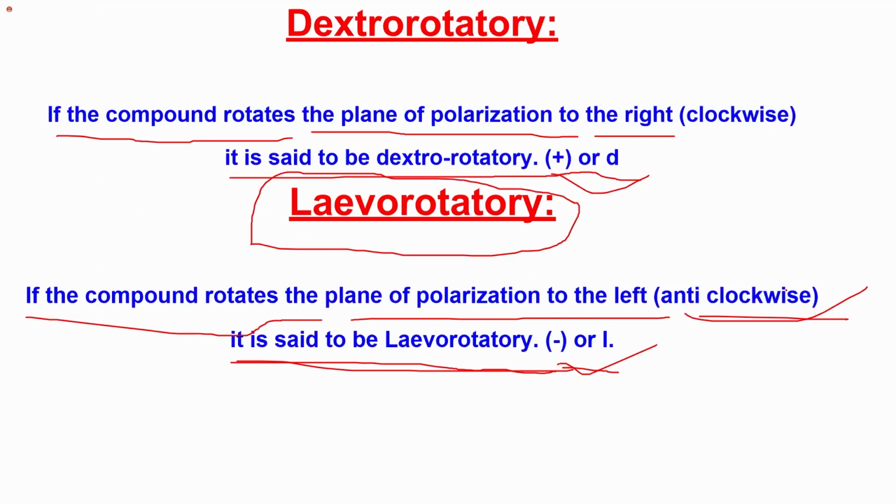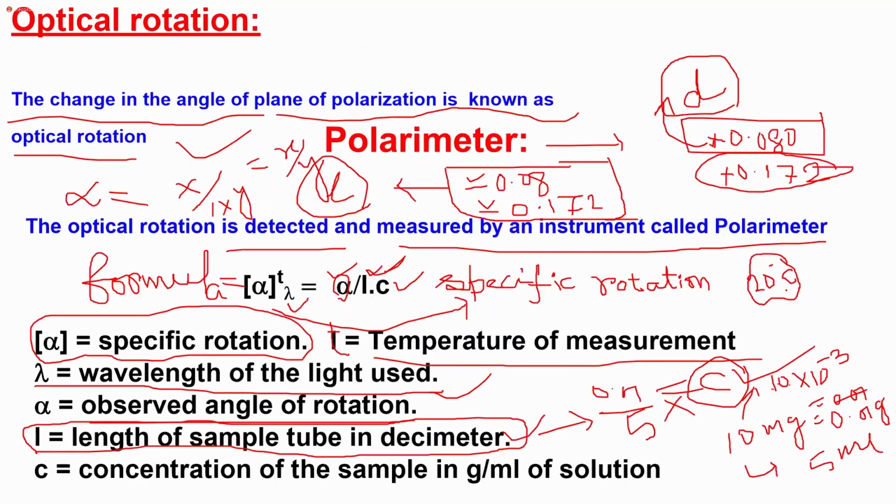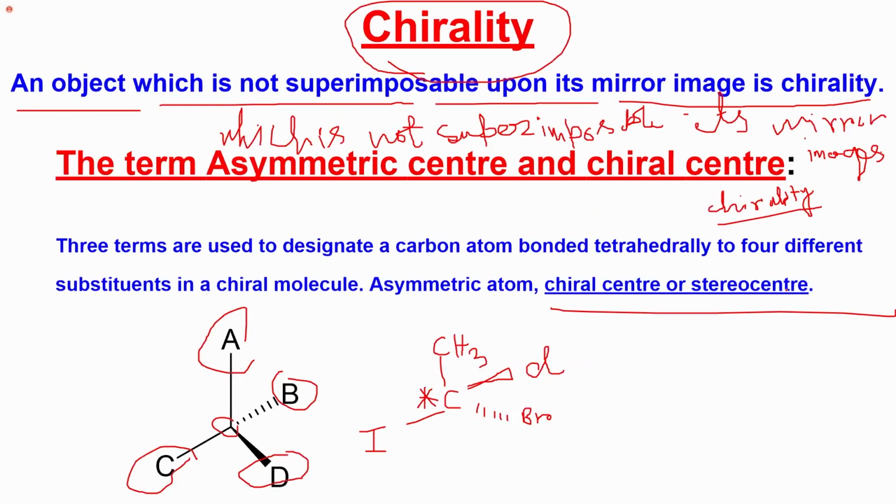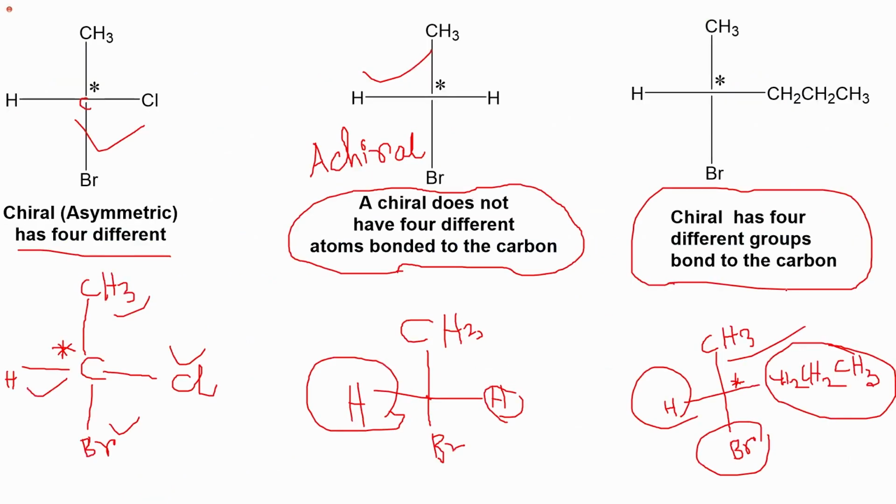Optical activity is measured by the polarimeter. If you see a positive rotation, that means clockwise rotation, that is D. If you see a negative rotation, that is L, laevorotation. And from the observed angle of rotation, you can also find the value of the specific rotation. Then we discussed chirality, how chirality can be induced, and that chirality comes from one carbon center.